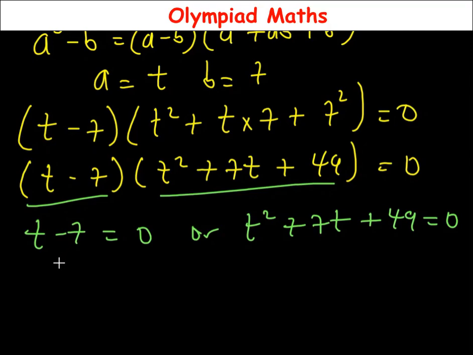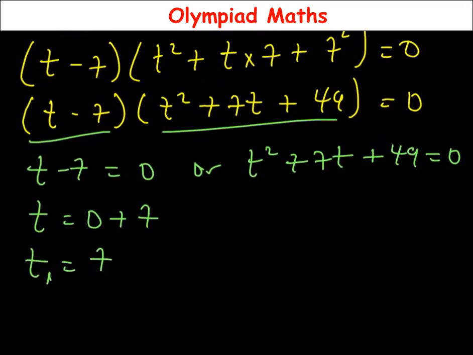So let's solve for the first value of t from this first equation. Moving minus 7 over to this side, t is equal to 0 plus 7, such that t is equal to 7. And with this, we've gotten the first value of t. Now, that is not all. Let us then solve for the other values of t from this other equation.